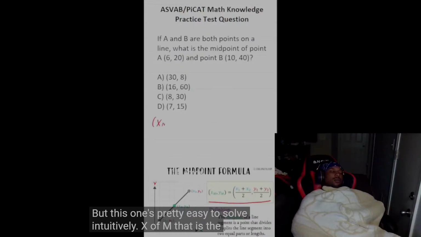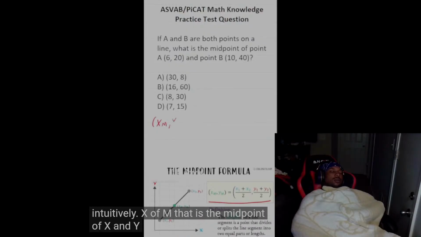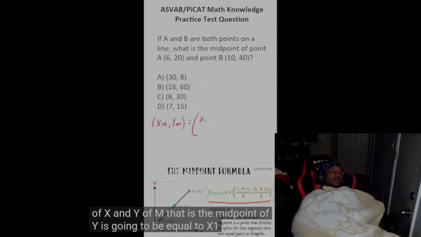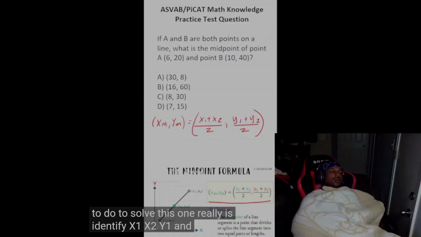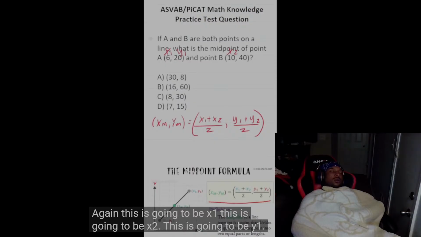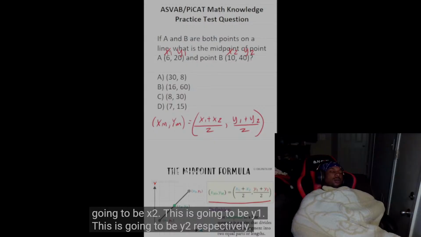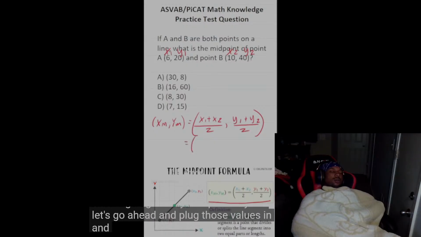X of M, that is the midpoint of X, and Y of M, that is the midpoint of Y, is going to be equal to x1 plus x2 divided by 2, y1 plus y2 divided by 2. Now, the only thing you have to do to solve this one really is identify x1, x2, y1, and y2 respectively. Again, this is going to be x1, this is going to be x2, this is going to be y1, this is going to be y2 respectively. So let's go ahead and plug those values in and solve accordingly.